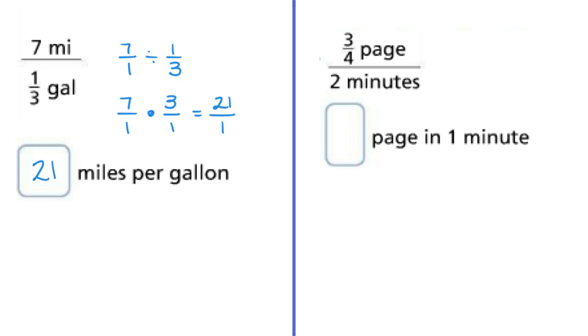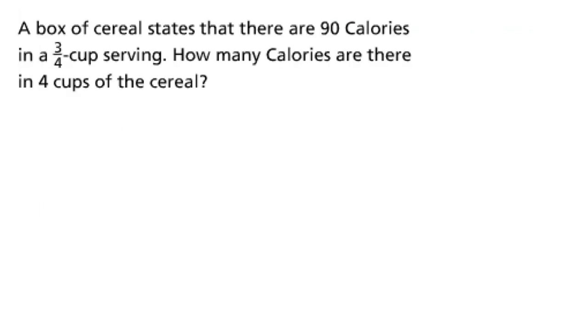Very good. And the last one I asked you to do was number 12. About the cereal. A box of cereal states there are 90 calories in a 3/4 cup serving. How many calories are there in 4 cups of cereal? You didn't do 10? No. I said 7, 9, and 12.